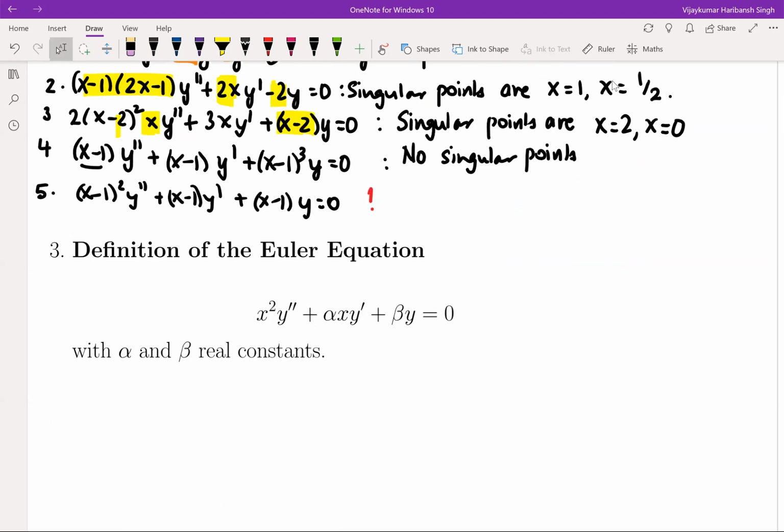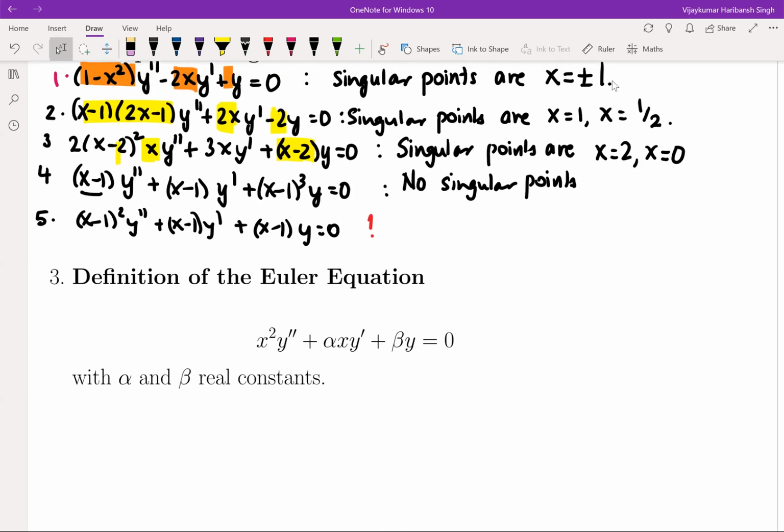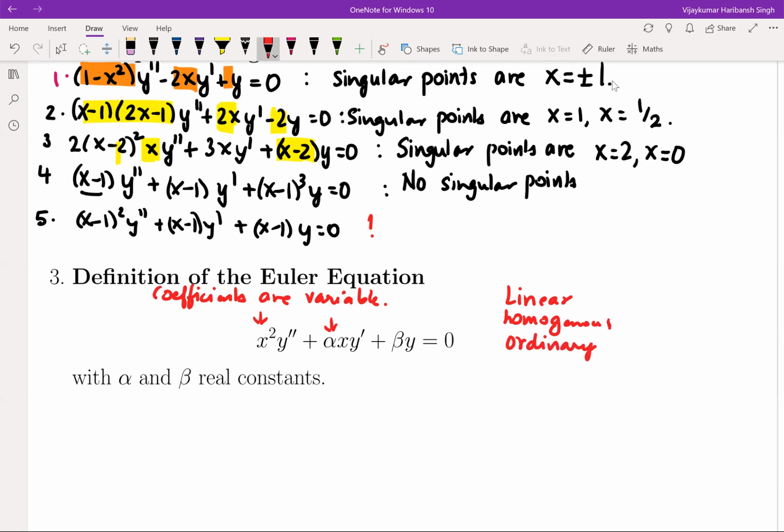So let's try to look at solving some particular kind of differential equation with singular points. The first one which comes to mind is the Euler's equation. So what is an Euler's equation? You have variable coefficients. The equation should be linear, it should be homogeneous, and should be an ordinary differential equation, and should have variable coefficients.